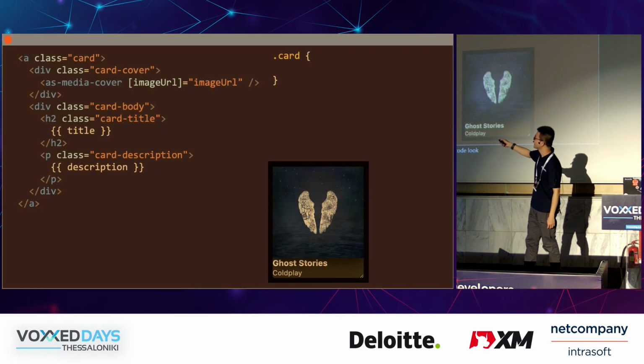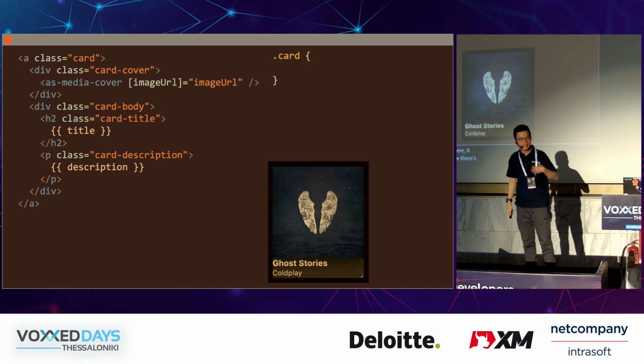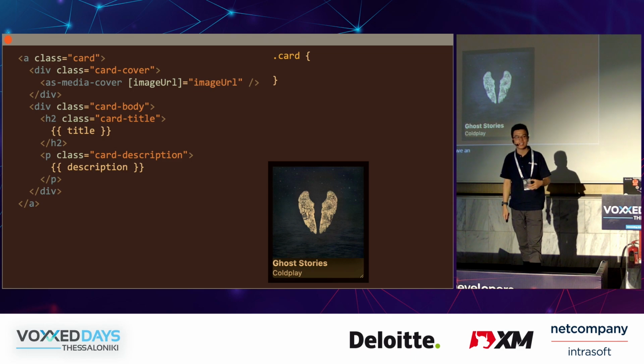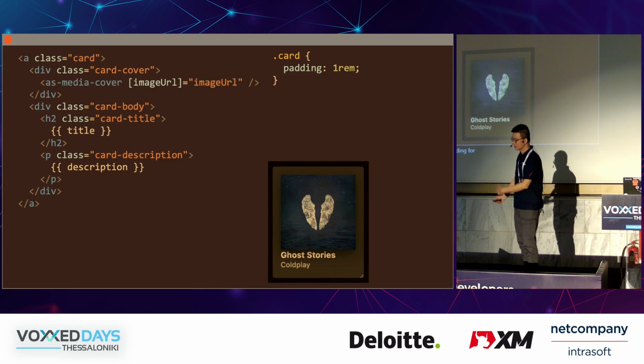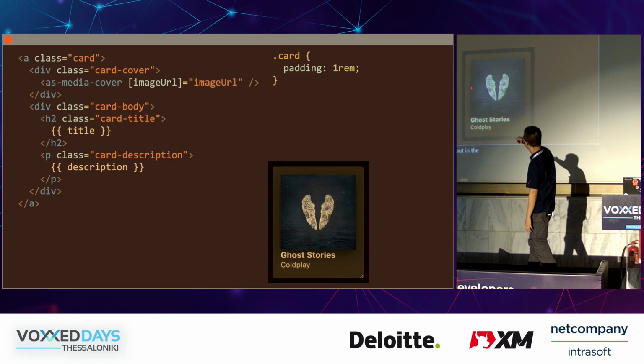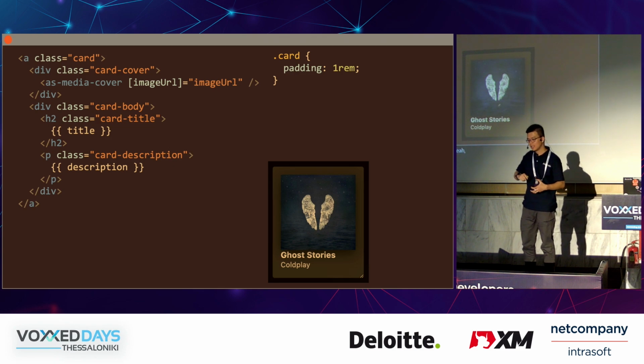But first, let's look at what the code looks like. Here you can see there's a card, and then there is a cover, and then there is a card body. You can see there's an image, and below there's some content. Very simple. We haven't added anything. It just works like that by default. And I just put in padding so that there's a bit of space at the side, so it's not touching the edge.